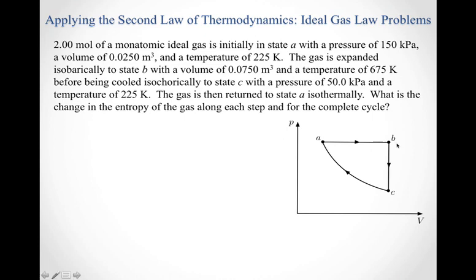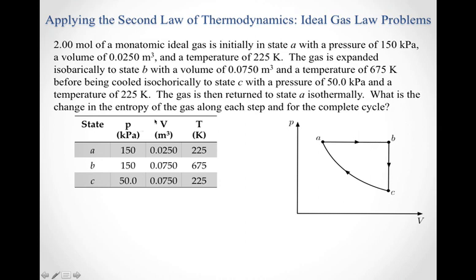The gas is expanded isobarically to state B. I'm told its volume and temperature before being cooled isochorically to state C with a pressure of 50 kilopascals and a temperature of 225 Kelvin. The gas is then returned to state A isothermally. What's the change in entropy of the gas along each step and for the complete cycle?